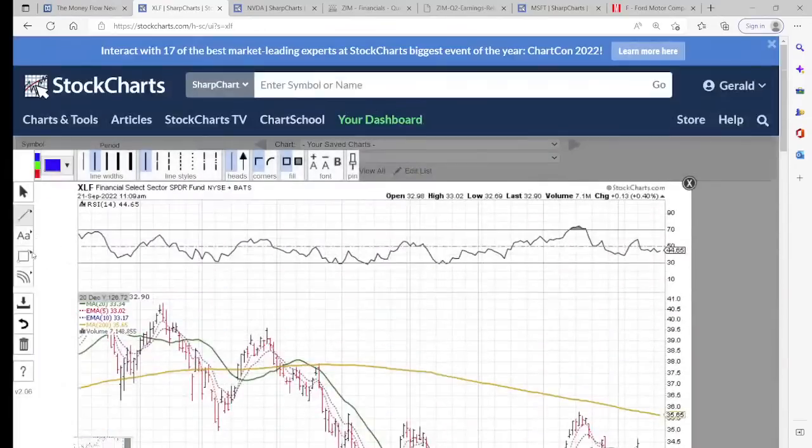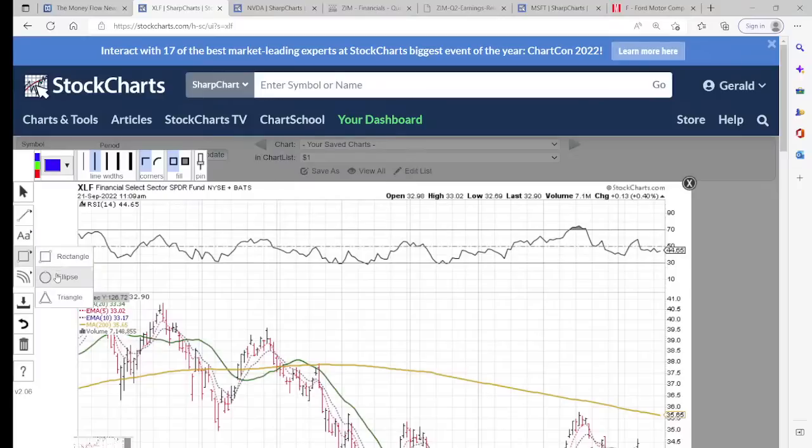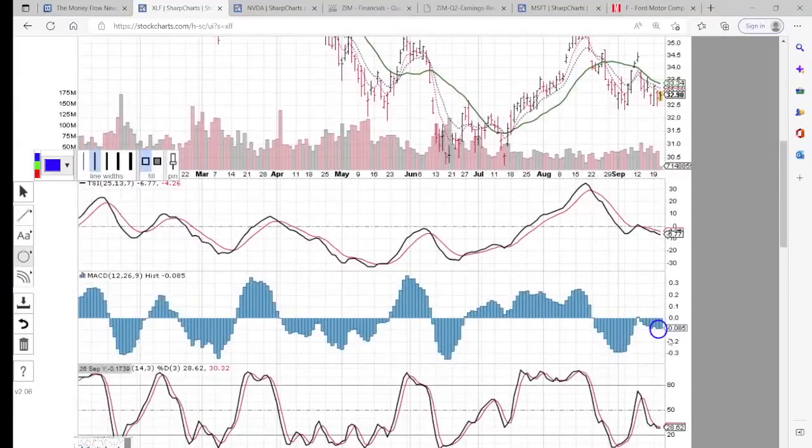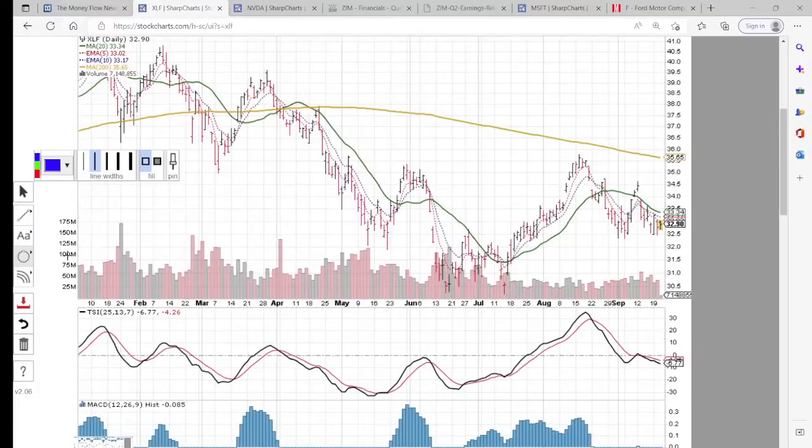If we watch these, the histogram is starting to turn the other way. When that turns the other way, it tells you the momentum to the downside is stopped. It's about even money right now, and we definitely got a floor. So these are the kind of things, man.